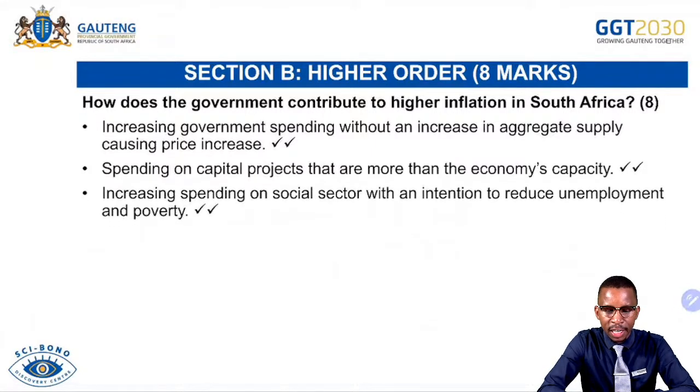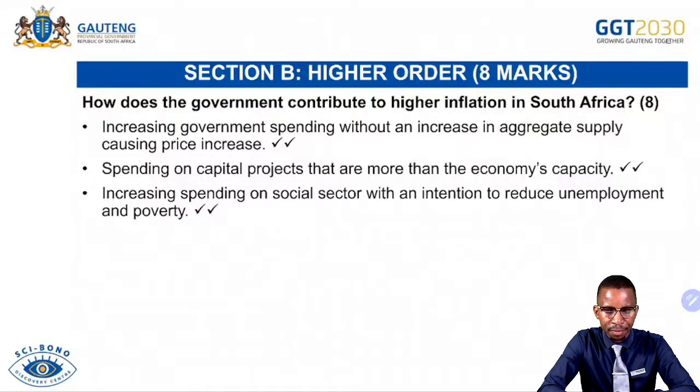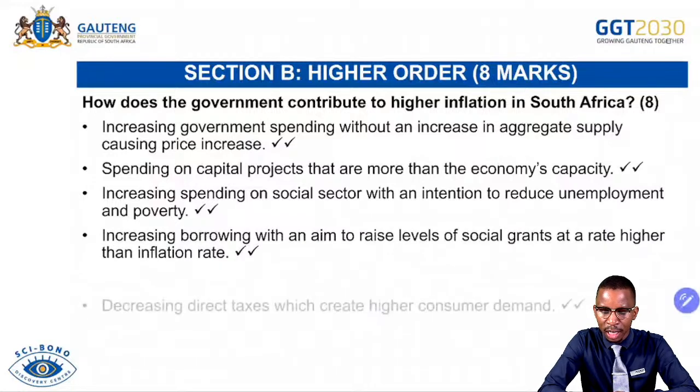and services. Increasing spending on the social sector with an intention to reduce unemployment and poverty. Increasing borrowings with the aim to raise the level of social grants at a rate higher than the inflation rate.